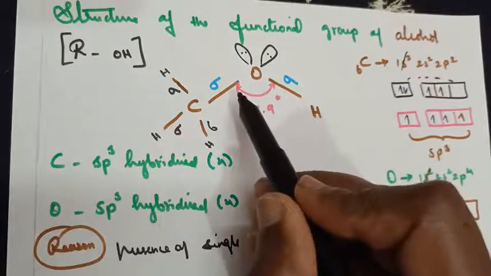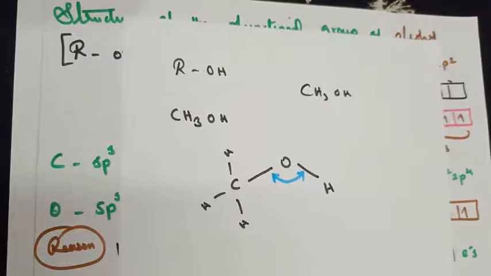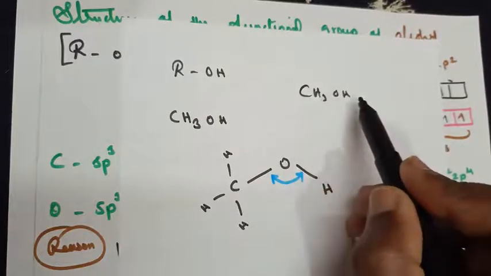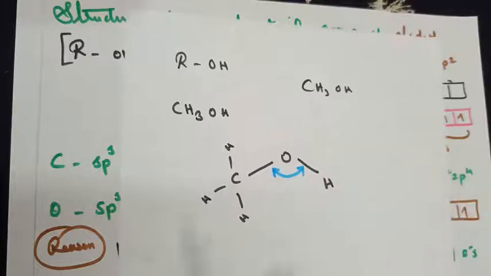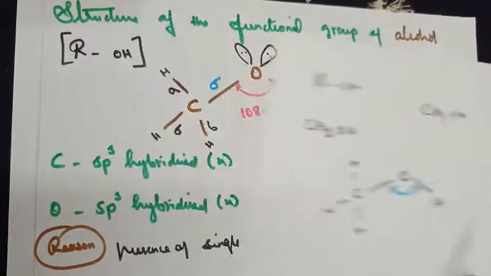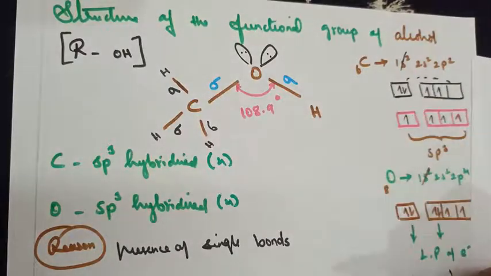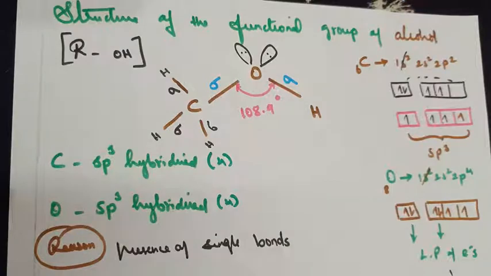In the structure, we happen to see a bent structure here. When we write the simple representation, we write it in a straight line. But when we learn the detailed study of the structure of the functional group, we can see a kind of bent shape here, about which I will be telling you as I proceed with the lesson, and hence I have done the marking for you here.